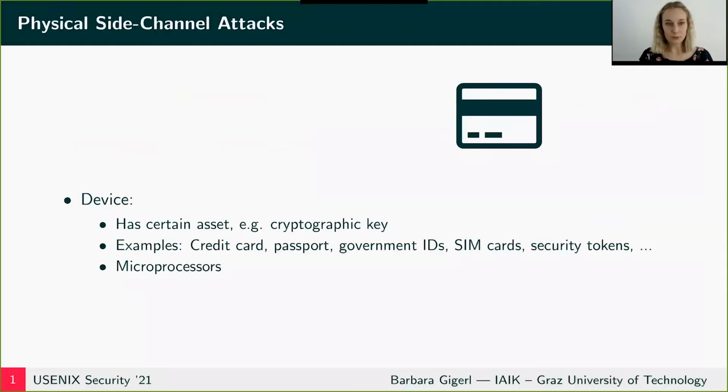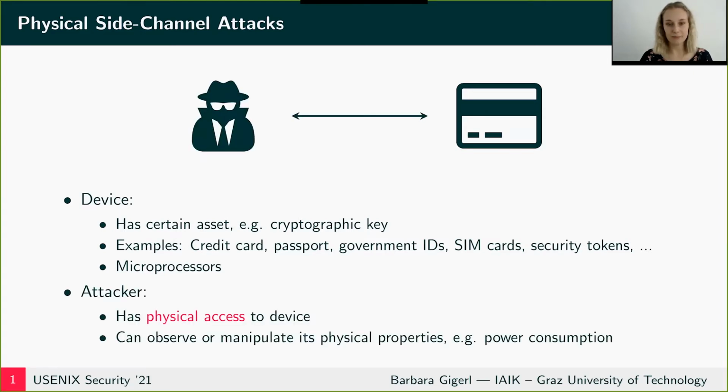So Coco tries to verify countermeasures against physical side-channel attacks. In such attacks, we have a certain device which has a specific asset, for example, a cryptographic key. Examples for this device could be a government ID, a passport, a SIM card, or even a microprocessor which executes a cryptographic software which processes a secret cryptographic key. And then there is the attacker, and he has physical access to the device.